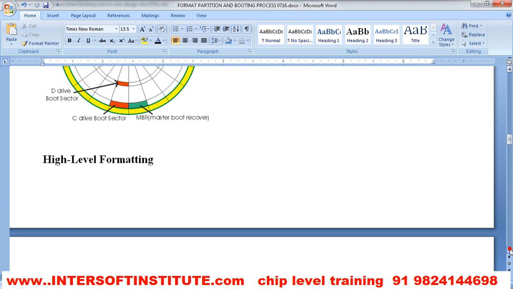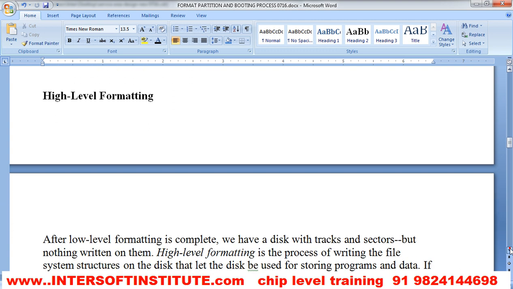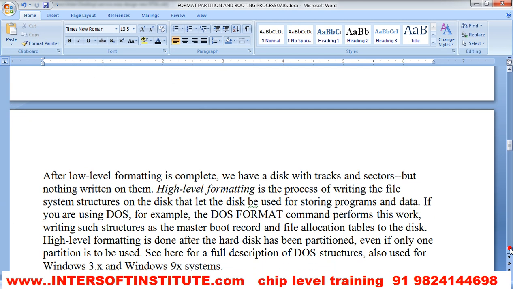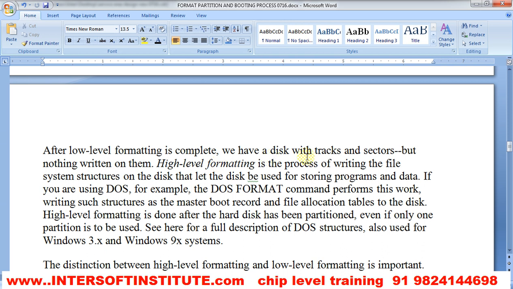Then we make a normal high level format, that is a fast format. When we have tracks and sectors but nothing written on them, high level format is the process of writing the file system structure on the disk that lets the disk be used for storing programs and data.